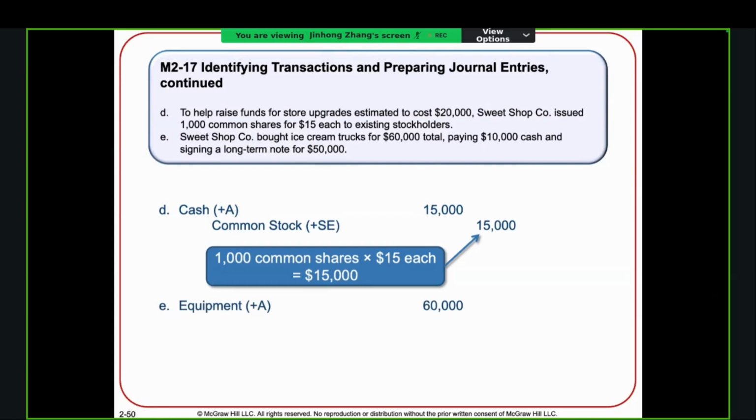So Sweet Shop Co. bought an ice cream truck of $60,000 total. It's a $60,000 increase in truck. And then you reduce cash by $10,000, and whatever is outstanding is payable. Make sense?